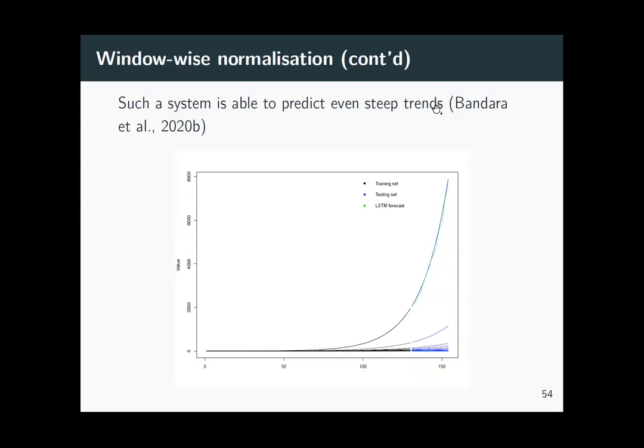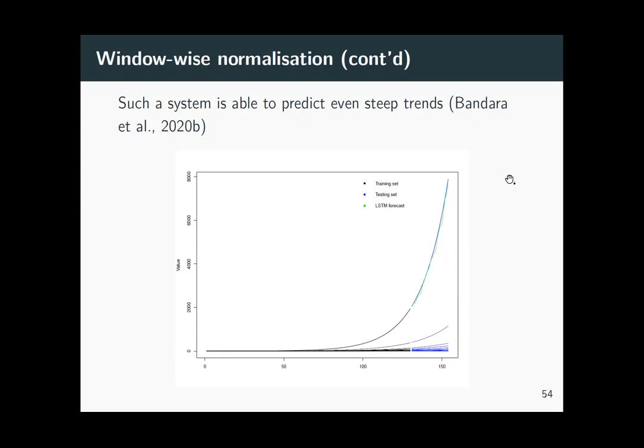Yeah, and if you combine that with something like a log that you do before, you can predict very steep trends. So what you see here is the black, that's all the training data. And now you can't really see it, but the green line really follows that blue line very closely. So the machine learning method is now really predicting this super steep trend, even if it hasn't ever seen anything like that.